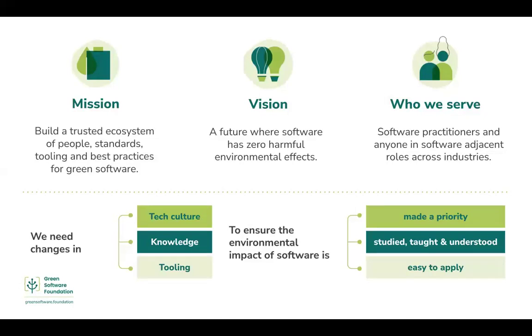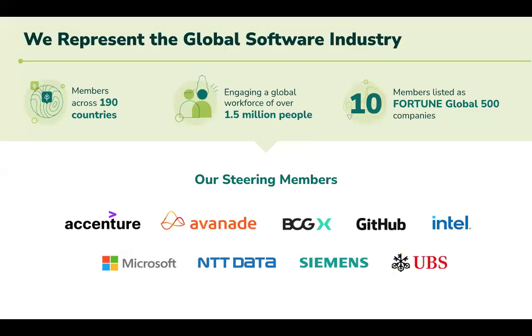The work that we do is really a product of our member organizations and the volunteers within our member organizations who are shifting culture within their communities, identifying knowledge gaps, and working with us to build the resources, the standards, the specs, the protocols, the tools to ensure software is more and more sustainable. We're really happy with the progress that we've made in the last 3 years, and we're proud to say that we represent the global software industry. All the successes, the insights, the learnings would not have been possible without the support and steer of our steering members, Accenture, Avanade, BCGX, GitHub, Intel, Microsoft, NTT Data, Siemens, and UBS.